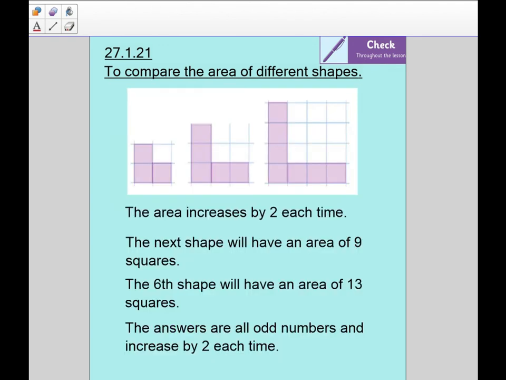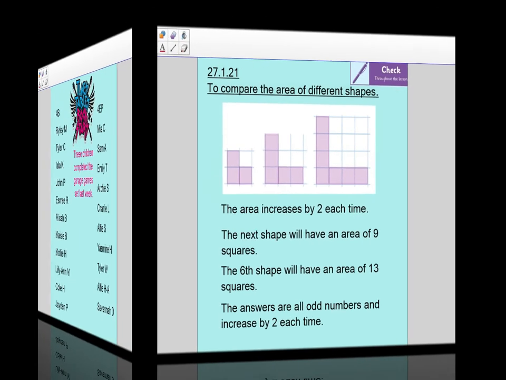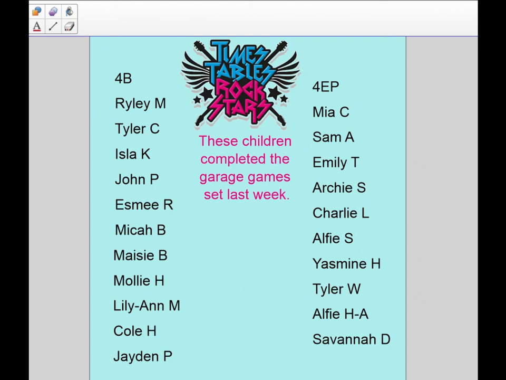How did you get on with this challenge? Did you notice that the area increases by 2 each time? The next shape will have an area of 9 squares. That sixth shape will have an area of 13 squares. All the answers were odd numbers and they increased by 2 each time. Great pattern spotting.